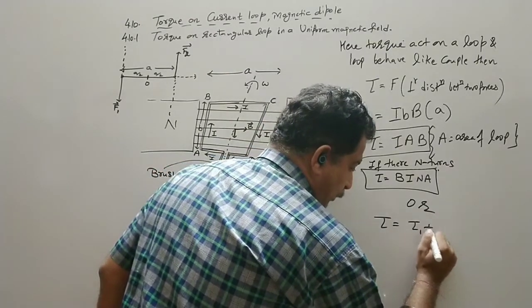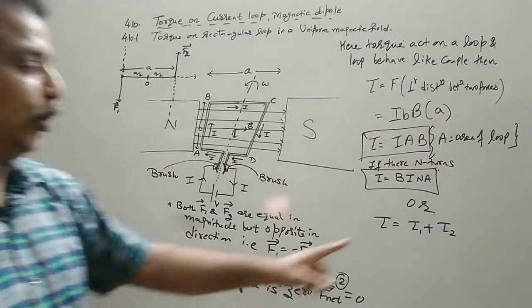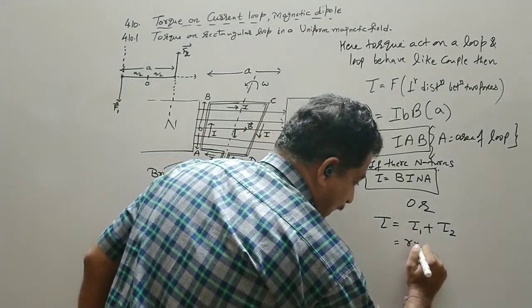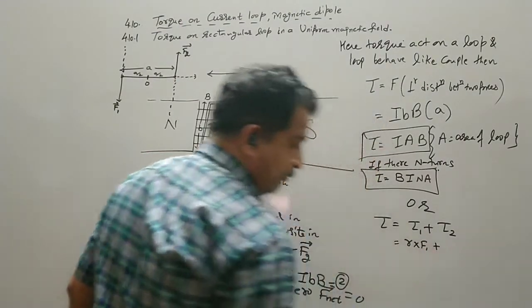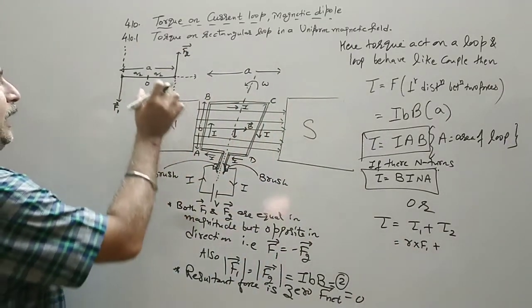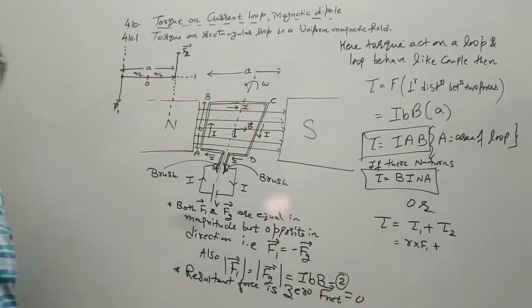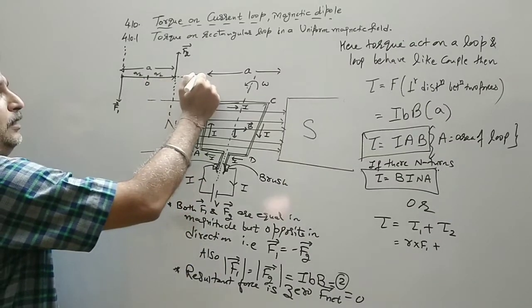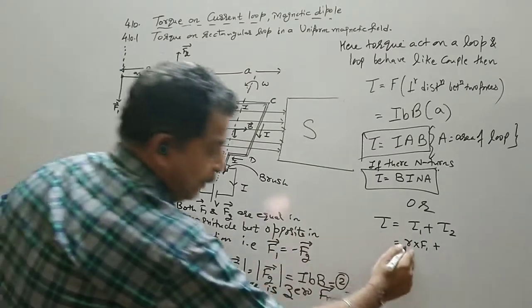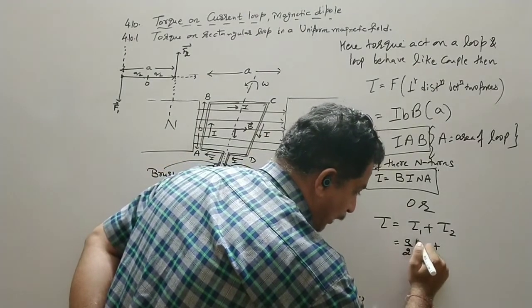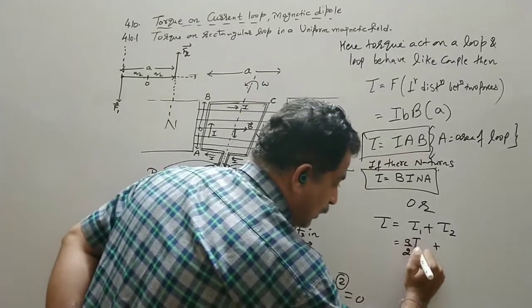tau can be written as tau1 plus tau2, that is torque produced due to F1 plus torque produced due to F2. Now if you remember this formula, that is r cross F1 plus r cross F2. Now what is r here? That is a by 2. In 11th we called this r a position vector, or the distance from the center. The angle becomes 90, sin 90 becomes 1. So instead of r, I write a by 2 times F1. Again F1 is IBb.